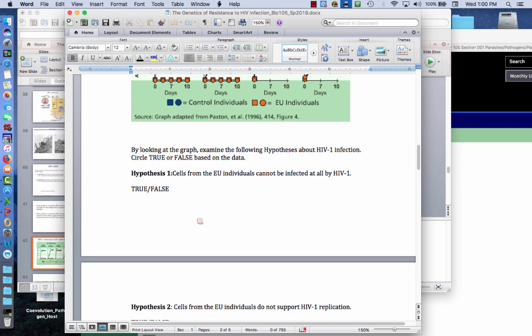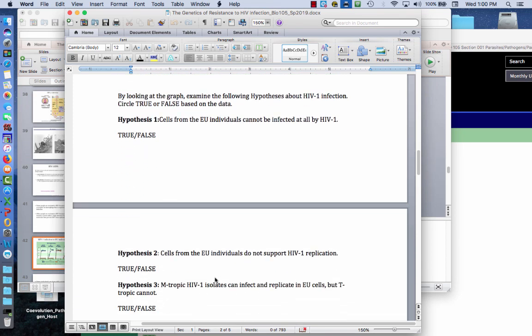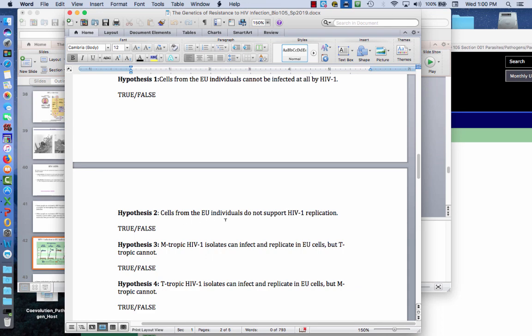Now, let's look at these following hypotheses about HIV infection. I want you to circle true or false based on the data. Hypothesis 1: cells from EU individuals cannot be infected at all by HIV. You see low numbers here, but high numbers there. What do you think? All right, number 2: cells from the EU individuals do not support HIV replication.